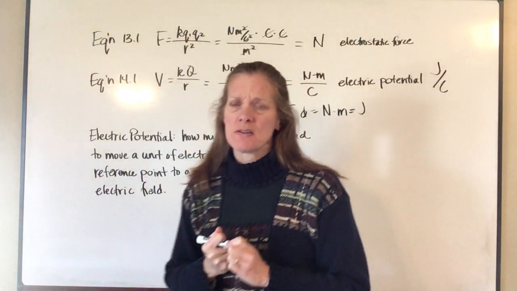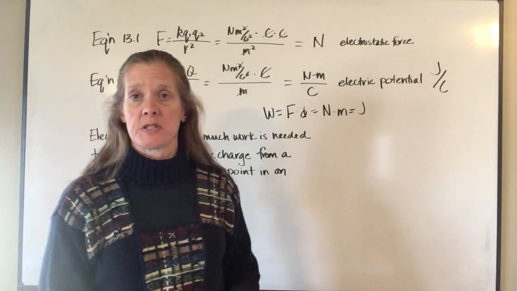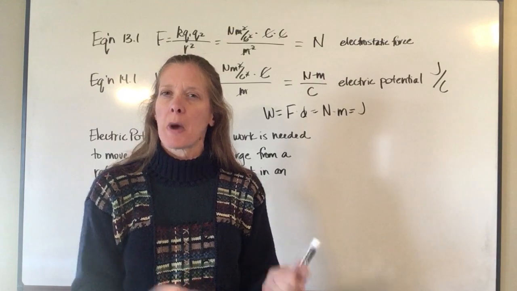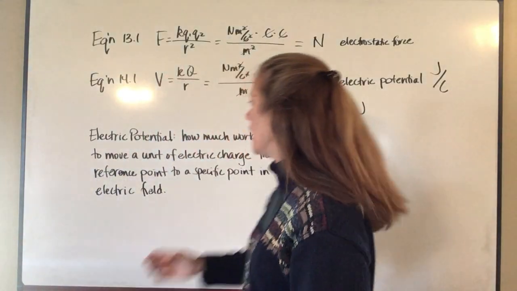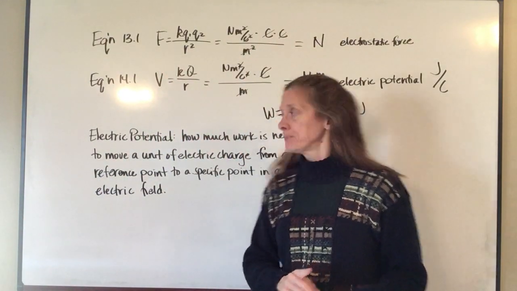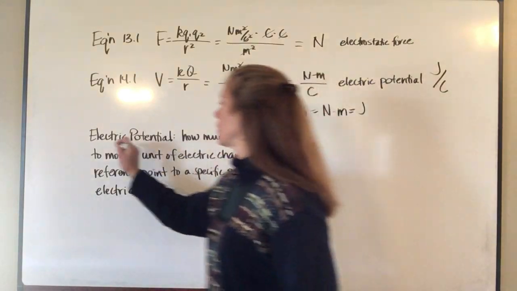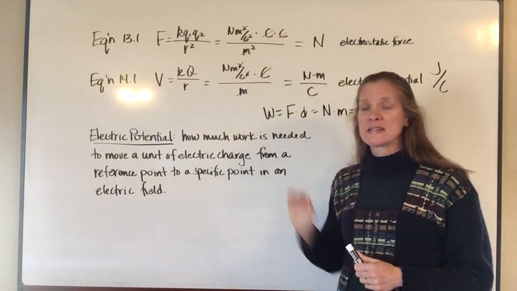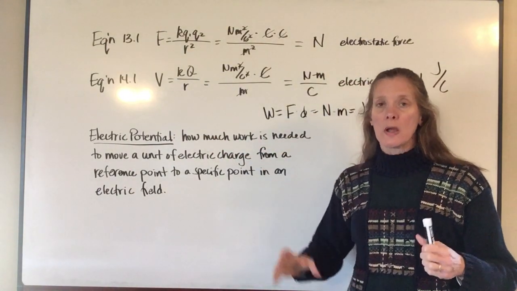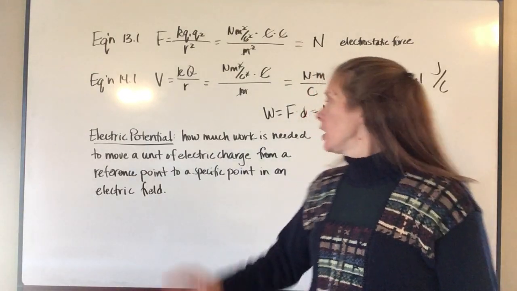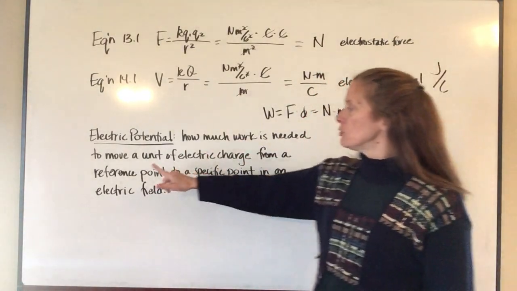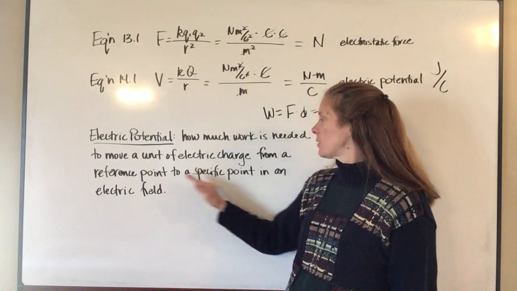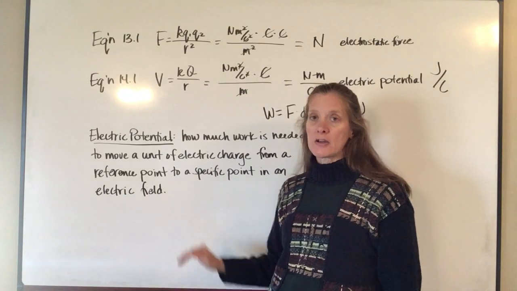And he never really gives you a good definition for electric potential. So I wanted to give you a definition for that so you can start to get your mind wrapped around exactly what it is. So I would recommend that you write this down. The definition for electric potential is this: how much work is needed, and remember, work is done when we move an object. So how much work is needed to move a unit of electrical charge from a reference point to a specific point in an electric field.